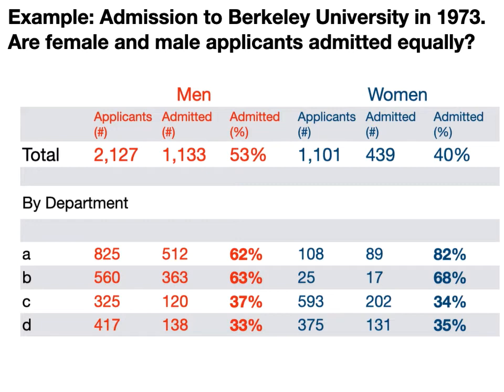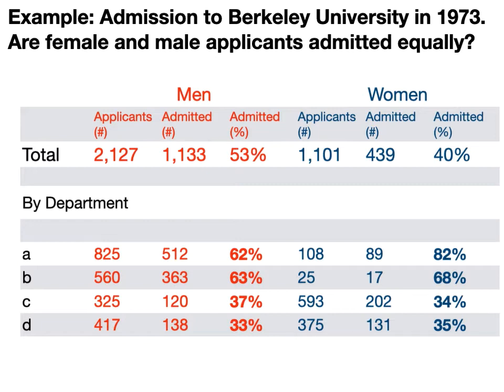Okay, so if you break it down by department, a very different picture starts to emerge. In this table below the top line, we have these 4 departments, A, B, C, and D. These departments are things like biology, engineering, arts, and English. And what we have is the number of applicants, the number admitted, and the percent admitted for men and women in each of these departments.